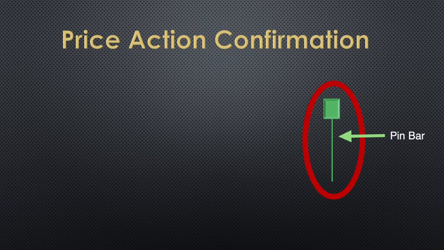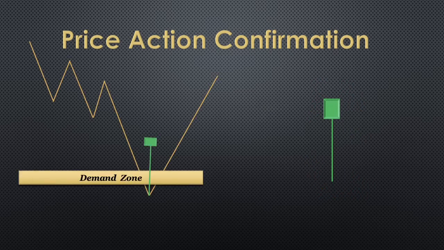A pin bar is a candlestick pattern with a small body and a long wick. The body shows where the price opened and closed during the time frame, while the tail represents the range the price moved during that period. When a pin bar forms, it signals that the market attempted to move in one direction but was quickly rejected by strong forces in the opposite direction. This rejection tells us that the initial move was likely false, and the real move is about to go in the opposite direction. When a bullish pin bar forms at a demand zone, it's an important signal.